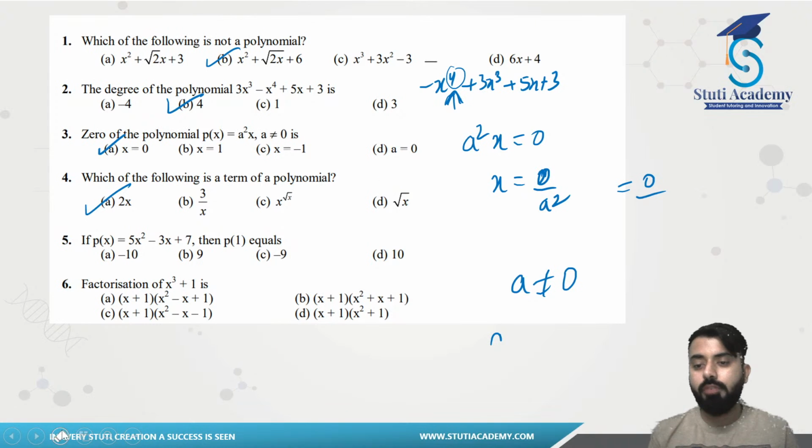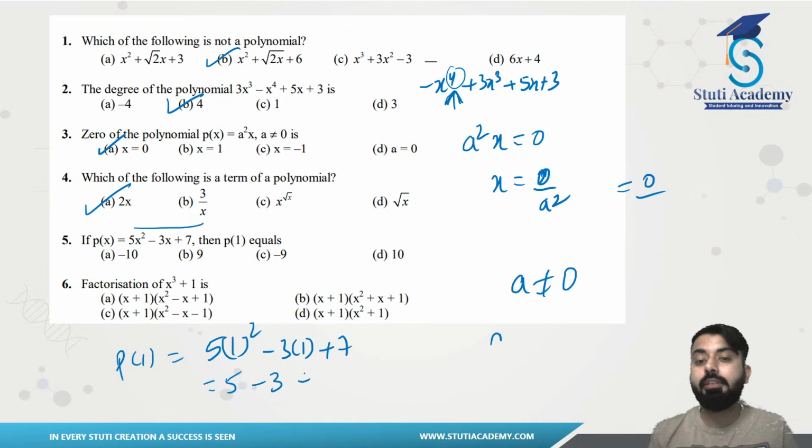Now let's move on. We have this one. If p of x is equal to this one, then p of 1 will be what? Quite easy. You just have to put p of 1 here. You can easily calculate this one. Let's see. In place of x, we just have to replace with 1. So 5 into 1 square minus 3 into 1 plus 7. So 5 into 1 is 5, 3 into 1 is 3, and that will be negative, plus 7. Add these two, that will be 12. 12 minus 3 will be 9. So your answer should be 9, right?